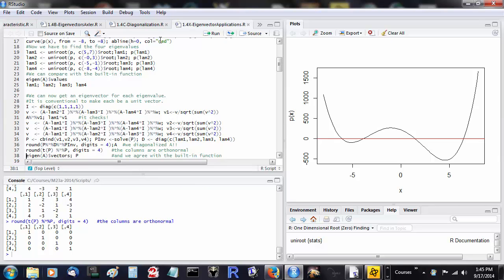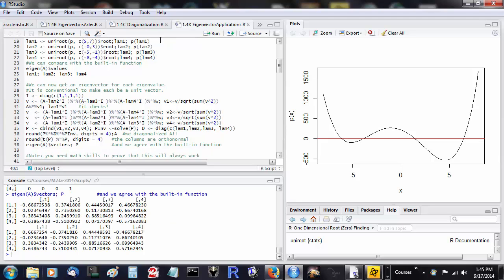R will do this in one fell swoop for us also. I call the eigen function and ask for the vectors. Compare that with P, and to several decimal places they come out exactly the same. Once you have the technology of eigenvectors and eigenvalues thoroughly under control, you can start using eigen for your own work. But first, be sure you know what's going on. And notice something important.